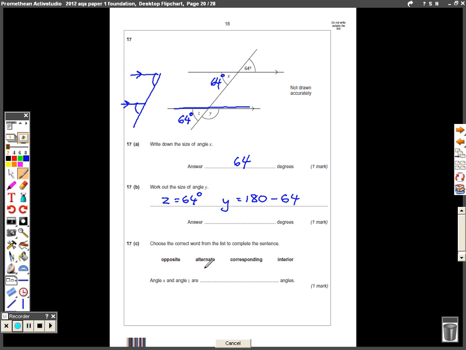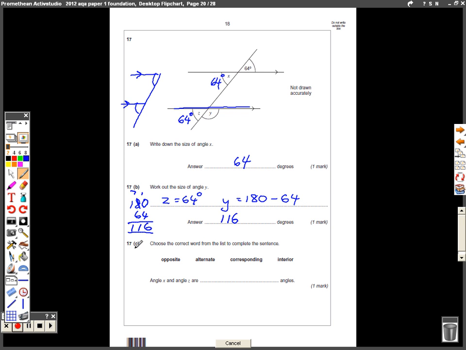And 180 take away 64 is, well, I could be safe and do a little bit of working. 180. Would help if I wrote 180, not 184. 180 take away 64. So 0 take away 4, can't do it. Borrow from the 8. 10 take away 4 is 6. 7 take away 6 is 1 and 1. So I've got 116 degrees. It's worth checking back. 116 add 4 is 120, add the 60 would be 180. Yes, that works. I don't want to make a mistake with arithmetic.